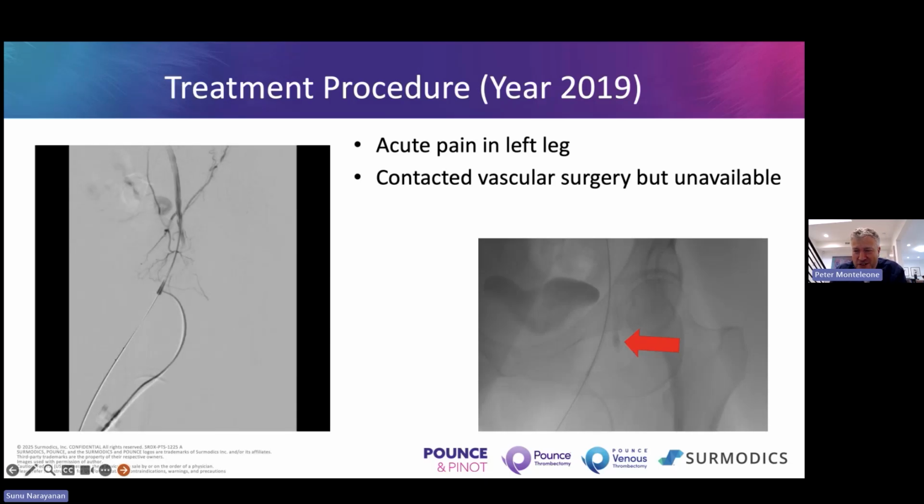I buzzed my vascular surgery buddy. He turned his phone off at this point. He was tied up in a case. And so, we didn't have immediate options in terms of surgical therapy. So let's go to the next slide.